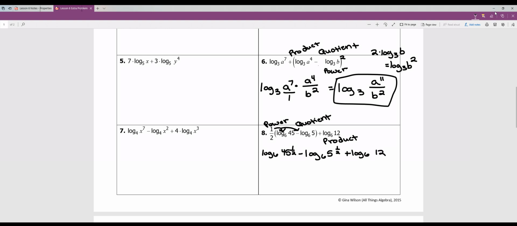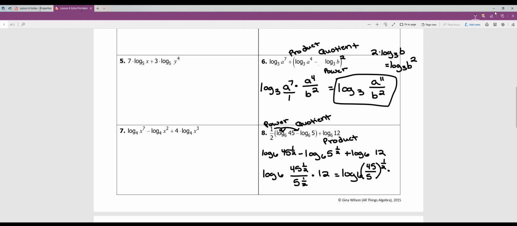Okay, so let's go from left to right here. This first one, I'm going to be using my quotient rule, so I'm going to have log base 6 of 45 to the 1/2 power over 5 to the 1/2 power, times 12. Now, because these both have an exponent of 1/2, I can rewrite that as 45 over 5 to the 1/2 power, times 12.